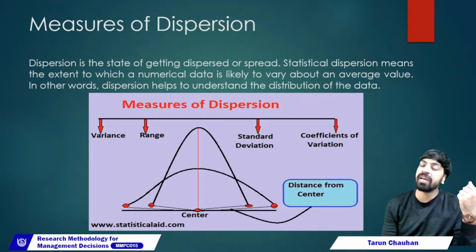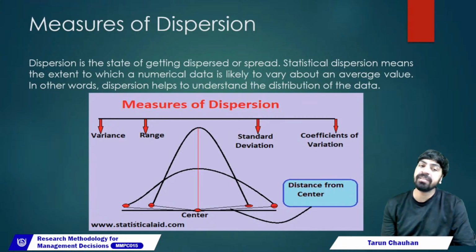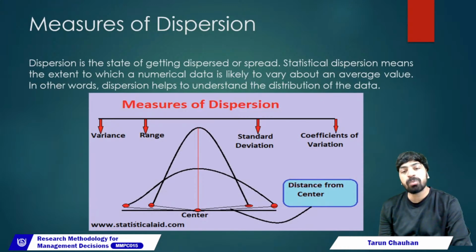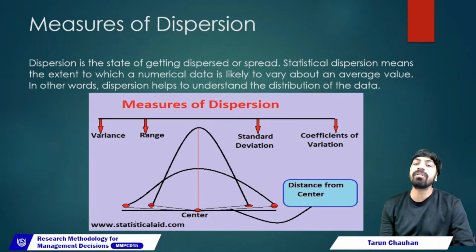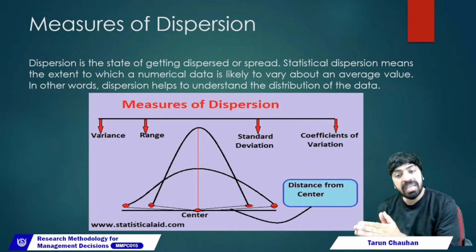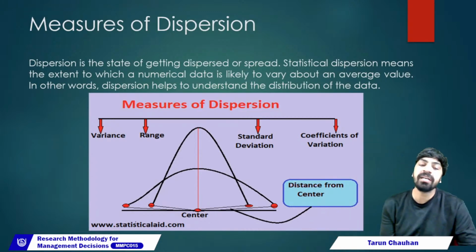When we talk about variance, we can easily calculate the standard deviation. When we talk about the range, we can easily calculate the quartile deviation or quartiles. When we talk about the standard deviation, it is easy to calculate the variance. When we talk about the coefficient of variation, we can calculate how much change occurs in the mean of a particular data set.